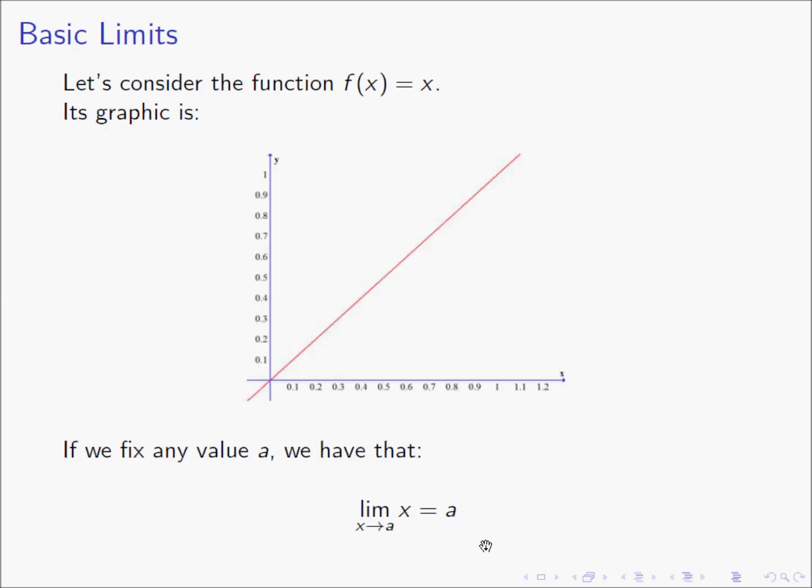That's just the intuitive idea of limits that we talked about in day 1. So this is the first limit that we should know. The limit of x as x approaches a is a.